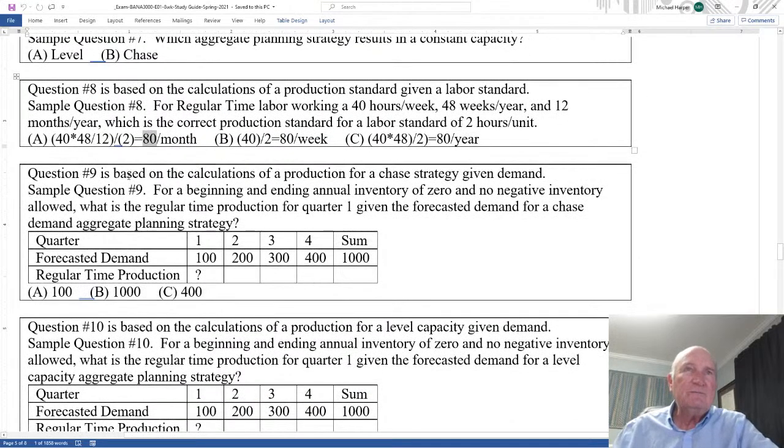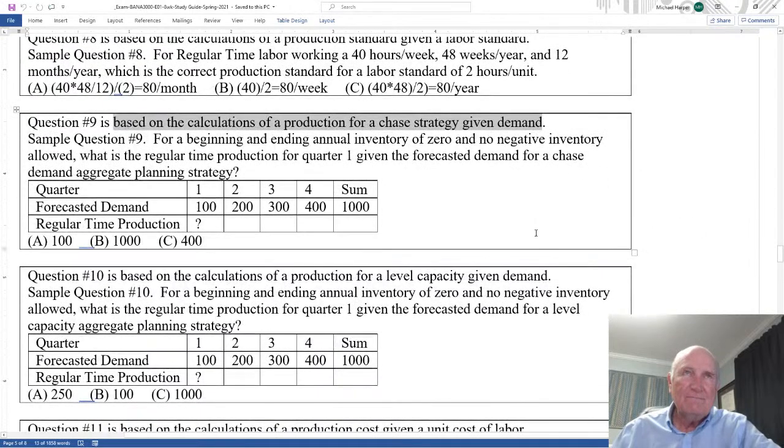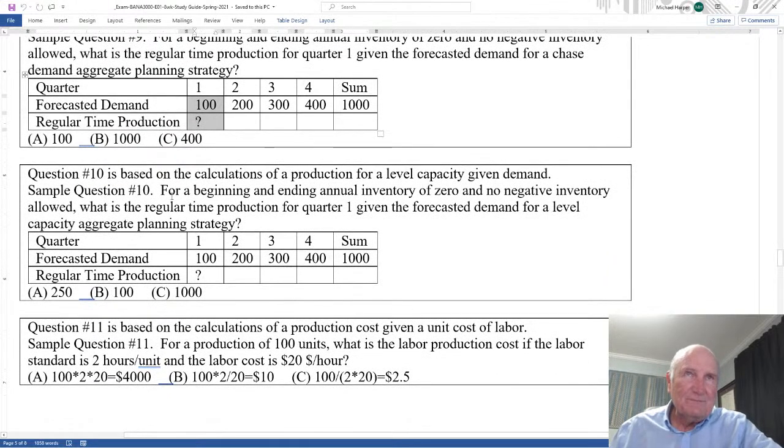Okay, question 9 is based on, or you can use a calculator. Question 9 is based on the calculations of a production for a chase strategy given your demand. Sample question: for a beginning and ending annual inventory of 0 and no negative inventory allowed, what is the regular time production for quarter 1 given the forecasted demand for chase demand aggregate planning strategy? Well, it's just going to be 100. If it's chase demand, the regular time production is going to equal the demand. So that should be easy. And that's just recognition, knowing what you're looking at.